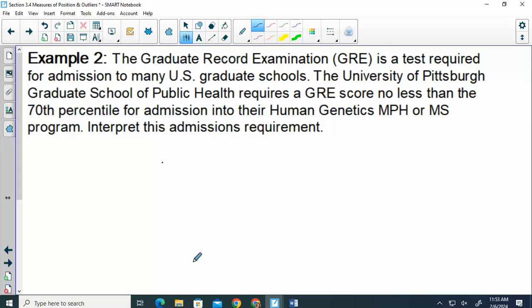The GRE is a test required for admission to many grad schools. University of Pittsburgh requires a GRE score of no less than the 70th percentile for admission to their human genetics program. What does that mean? What does it mean if they say you can be no less than the 70th percentile?